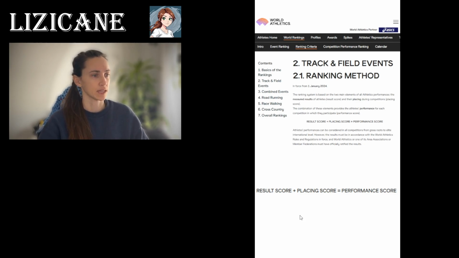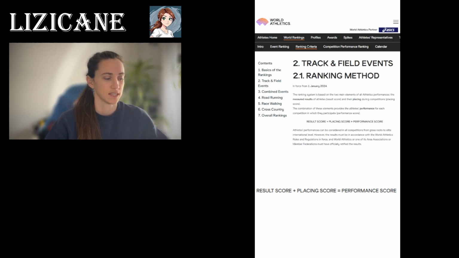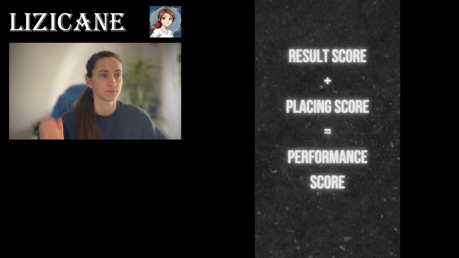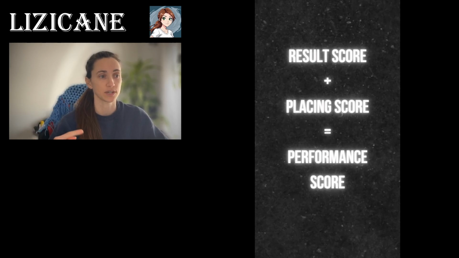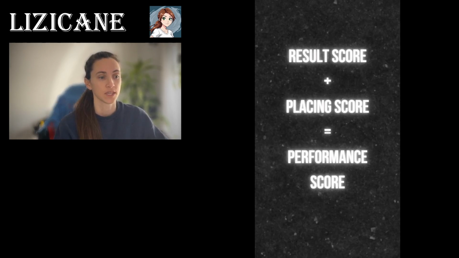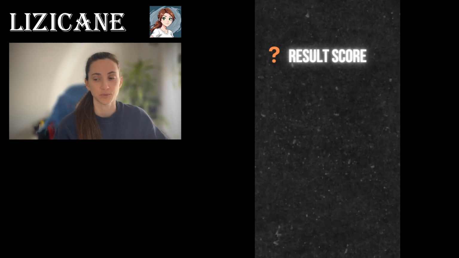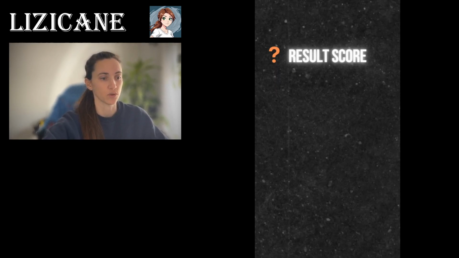I did write it a little bit bigger down here in case it's harder to see, although that seems a little small too. But regardless, the overarching idea is basically A plus B equals C. So the result score plus placing score equals performance score. Boiling it down, let's go after the very first one. So what is the result score?